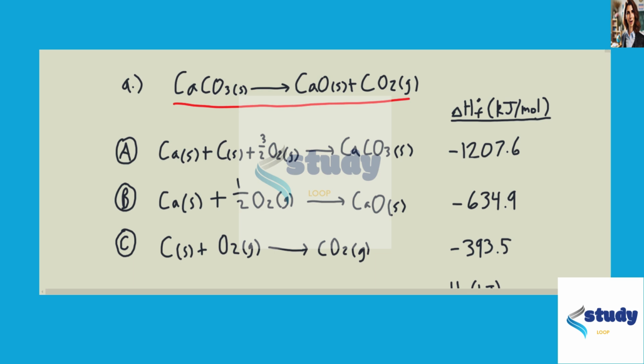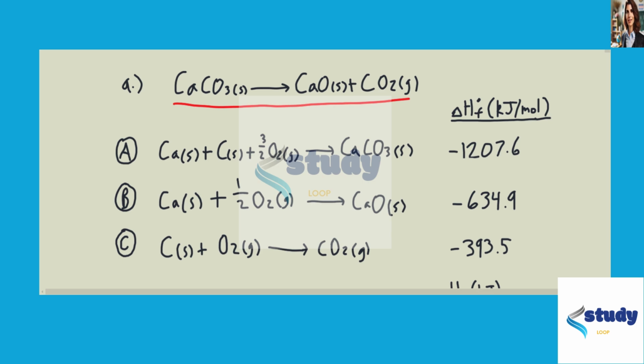And the second way that we are going to solve for this, to check our work and verify our solution, is to use the overall delta H of reaction equation that involves the enthalpy of formation values. So we start with part A, and we first write out the thermochemical equations that correspond to the overall reaction given in part A.